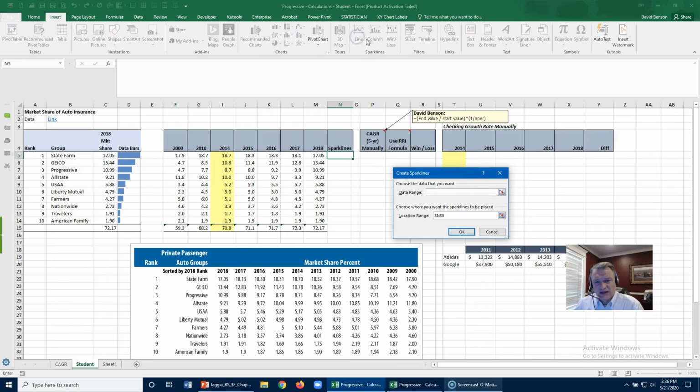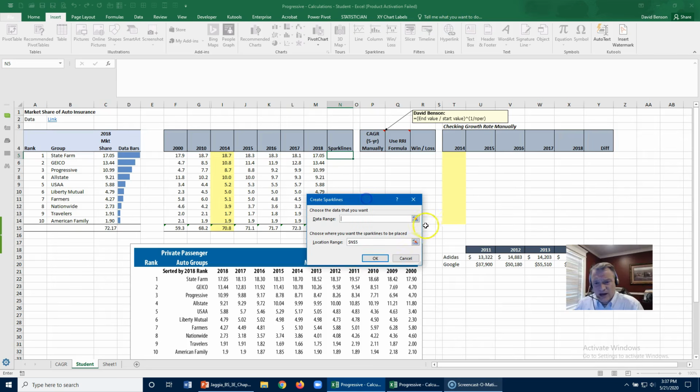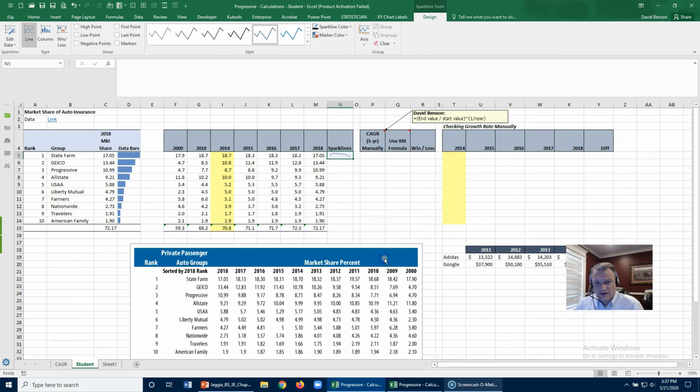That's the sparkline. And the range that I want, so I'm going to click this box, is I want it to grow right there. And then where do I want it? I want it in N5. Okay. And then I'll just take that down. Then go ahead and you can change the marker color or the sparkline color. We'll change it here to this red just because we can.